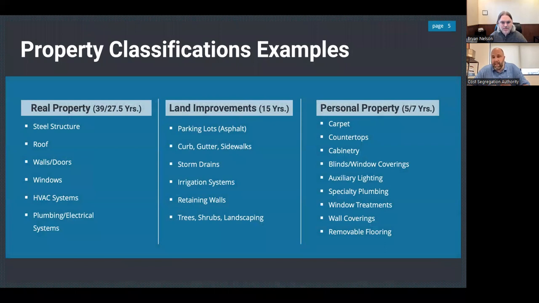Trees, bushes, and shrubs is kind of an interesting one. We'll actually go out around the office building here, count all the trees, bushes, and shrubs, put a value to those, because the IRS says those are a 15-year asset, not a 39-year asset. So everything that's left over, which is typically somewhere around 70%, is considered real property. That's your stuff on the left, your steel structure, your roof, walls, doors, windows, HVAC, etc. So typically when we do a study, Bryan, we're segregating somewhere around 30% of the building's value into shorter asset lives.